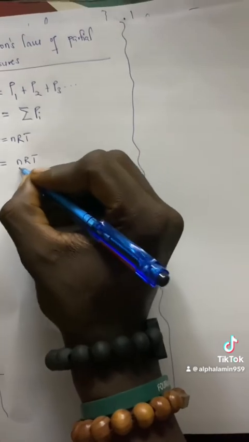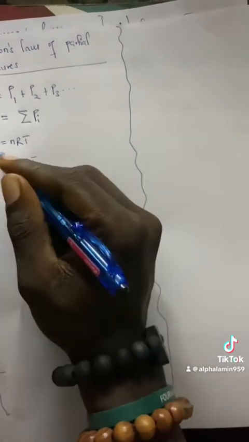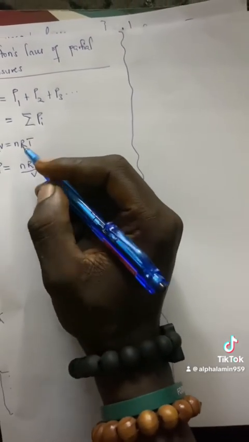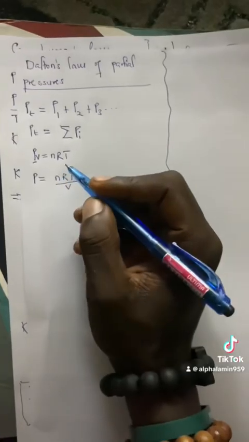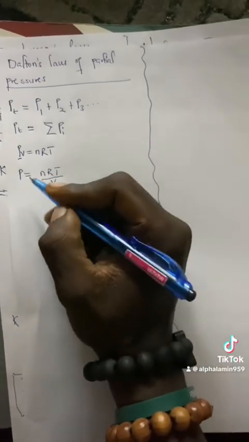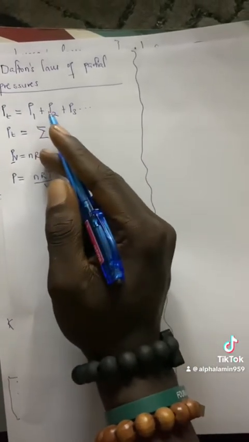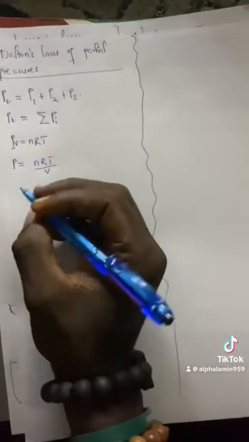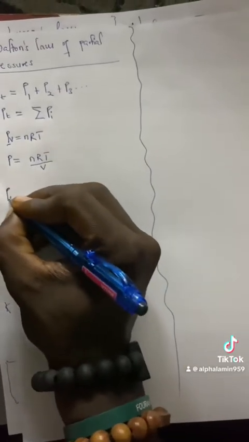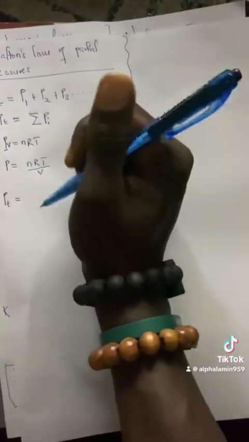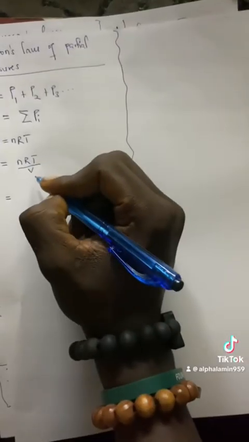nRT over V. From here, I will divide by V. So this is the relation for pressure. So what are we to do? We substitute the value of pressure here into this relation. So now PT will be equal to, anywhere we see P, we write nRT over V.